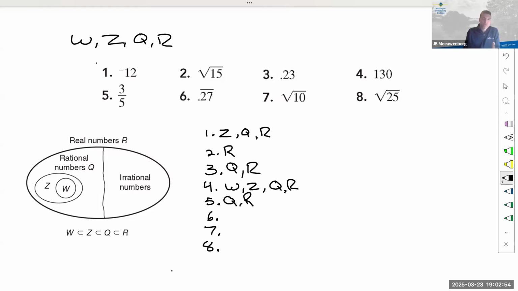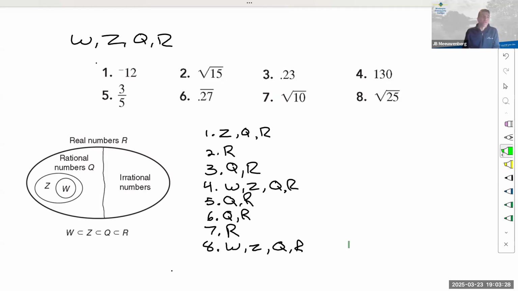Number 6, 0.27, it's got the bar on top, which means it's repeating. That means it is a rational number. Repeating decimals can be written as fractions, so it's a rational and also a real. The square root of 10, that's an irrational number, so we're only classifying it here as a real. And the square root of 25 has a whole number root, 5, which means it's a whole number, an integer, a rational number, and a real number.